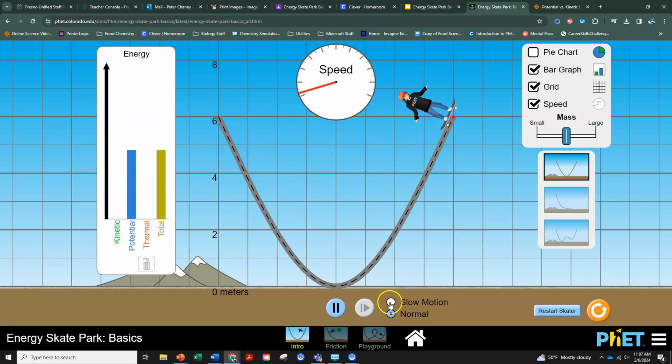So we put our skateboarder up at the high point, and we're going to use the pause button as it comes down, or actually to put it at its high point. So that's what the high point looks like. So you can see that there's little to no speed, the potential energy is at its highest, there's 0 kinetic energy, and since there's only potential, the total and potential will equal each other.